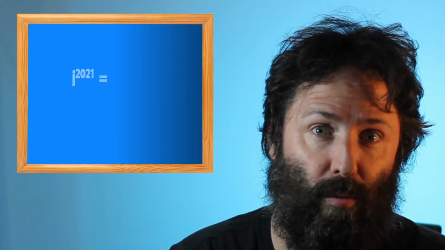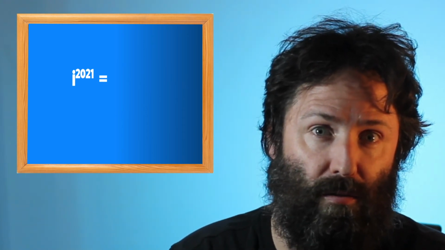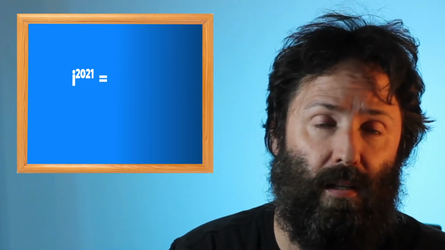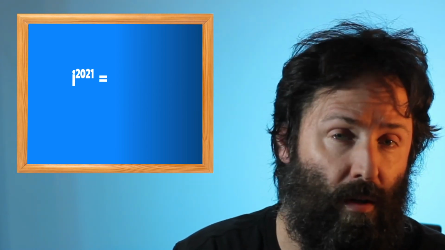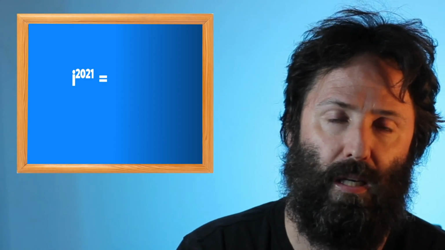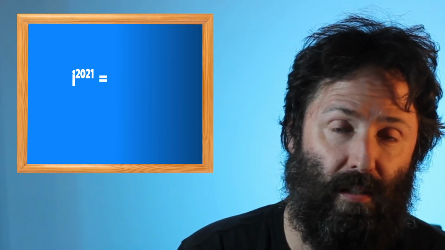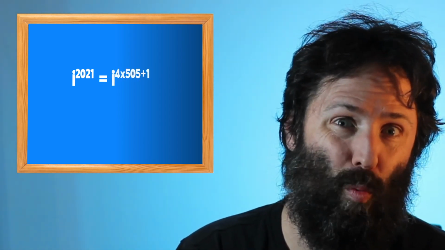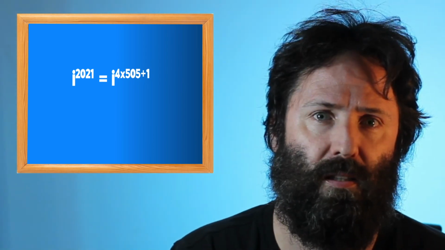So i to the power of 2021, all we need to do is determine, is 2021 a multiple of 4? Is it a multiple of 4 with 1 left over, a multiple of 4 with 2 left over, or a multiple of 4 with 3 left over? Okay, and for our example of i to the power of 2021, 2020 is a multiple of 4, 4 times 505, then we just have to add 1. So it's in that 1 left over category, which means that the answer is i.